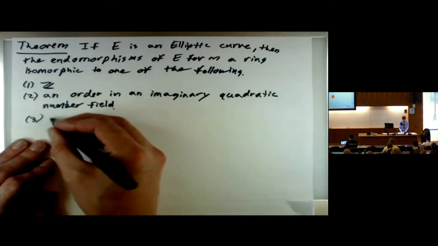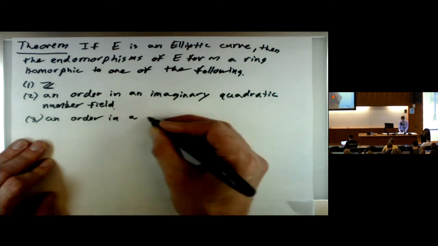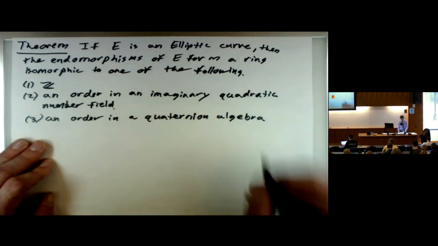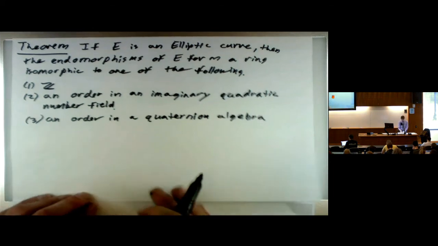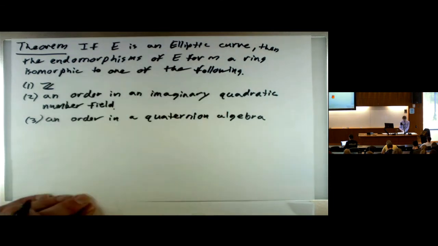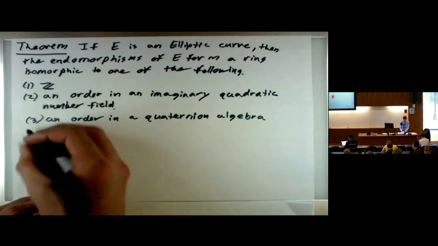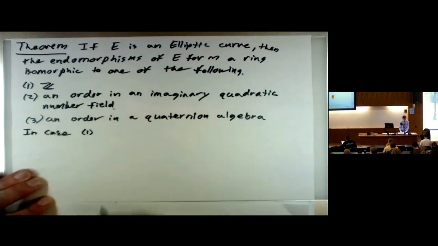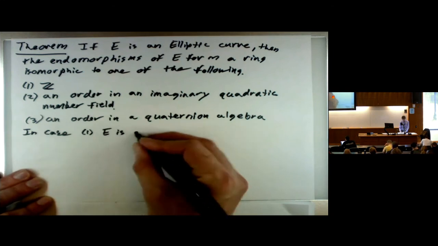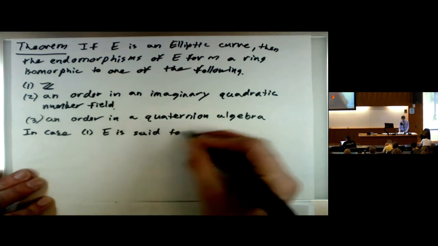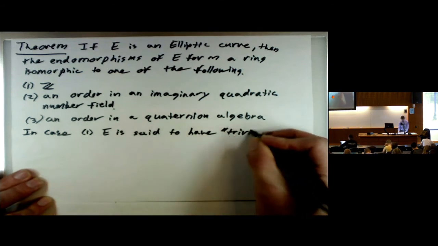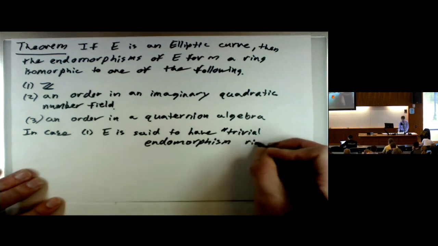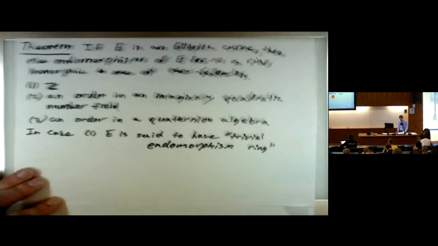And three, an order in a quaternion algebra. We'll discuss what each of these mean for curves over finite fields shortly, but let's continue with their names. So in case one, E is often said to have trivial endomorphism ring. Case one is said to have trivial endomorphism ring.